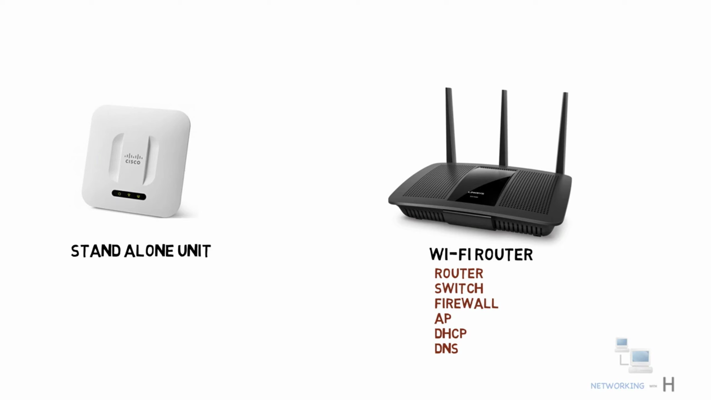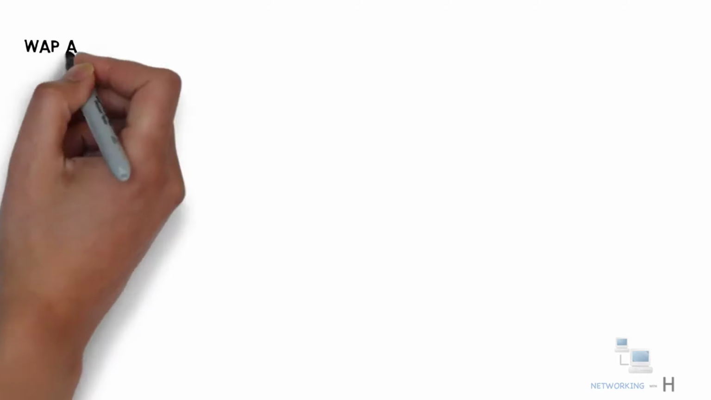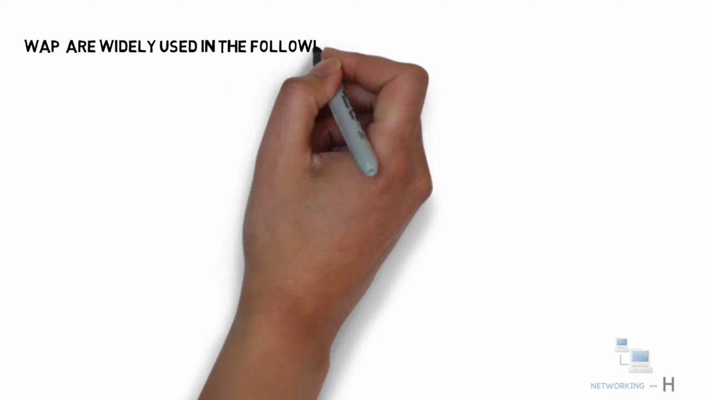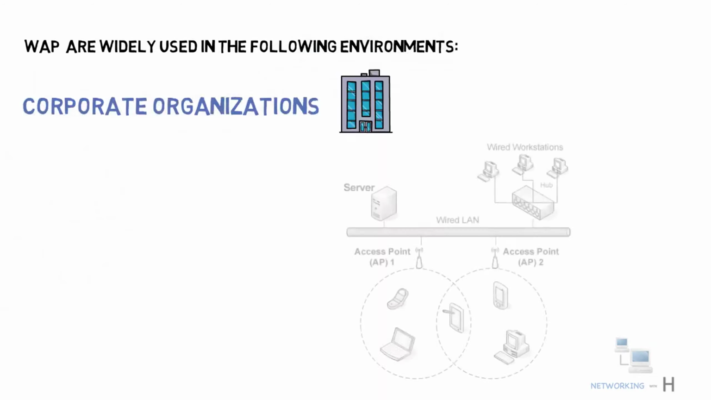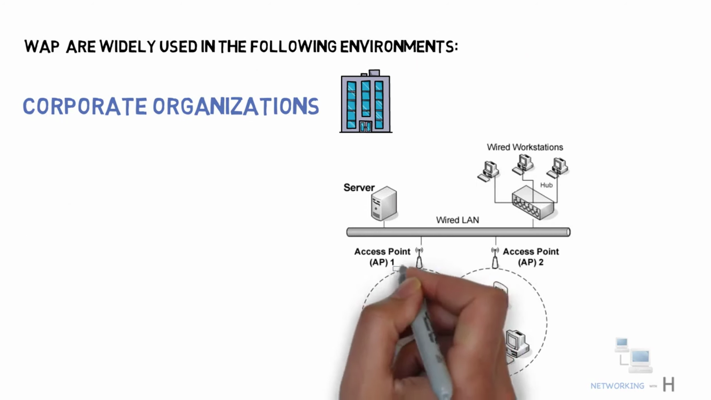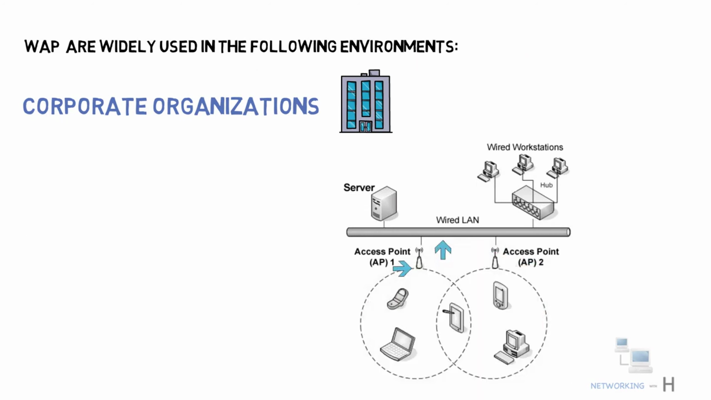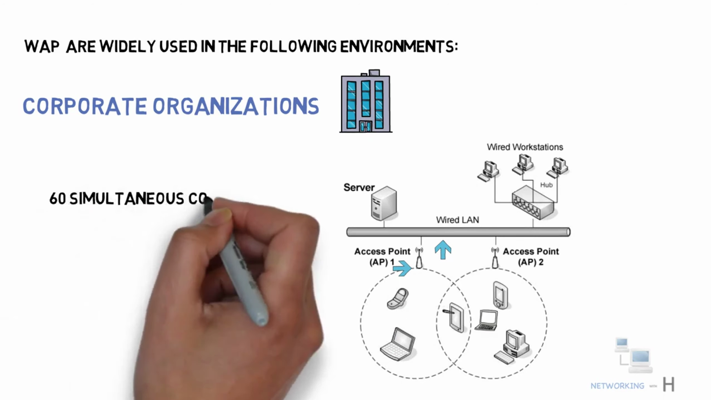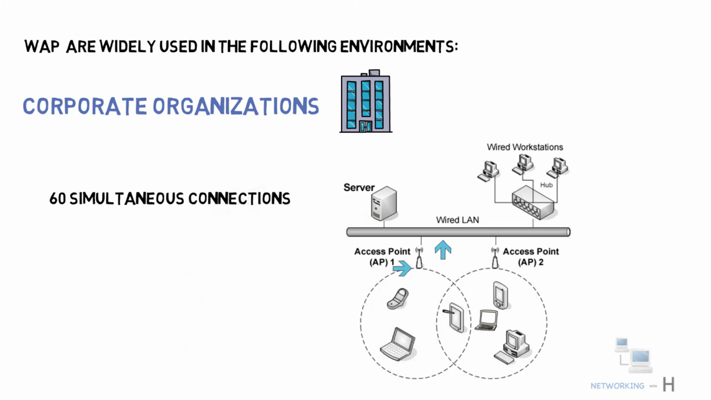Now we know what the access point is. Let's see where the access points are used or required. WAP devices are widely used in the following environments, such as corporate. Corporate organizations use a number of wireless access point devices and attach them to a traditional wired network in order to give wireless access to the office LAN. Within the office setup, users have the advantage of network access coupled with mobility. An access point can handle over 60 simultaneous connections each.